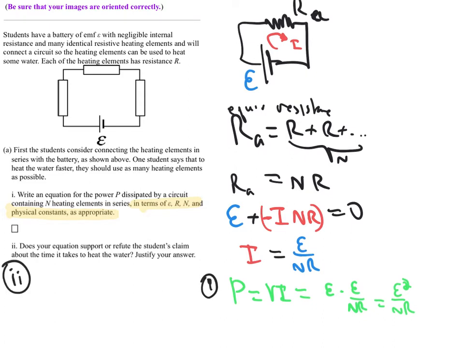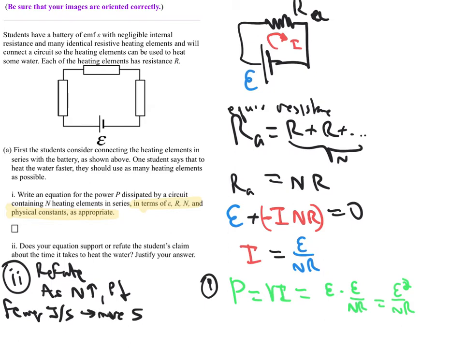Part 2, it refutes the student's claim, because as N increases, power decreases, less energy per second. Power decreases, so we have less energy per second. Fewer joules per second. Takes more seconds to get a particular temperature rise.